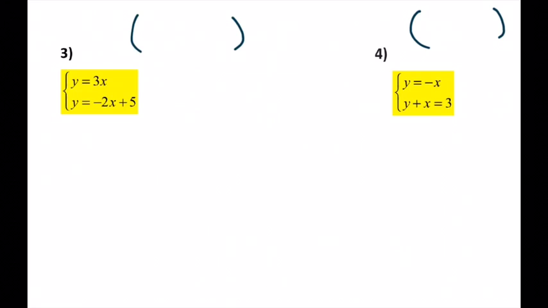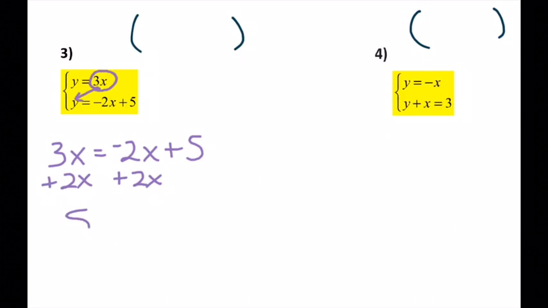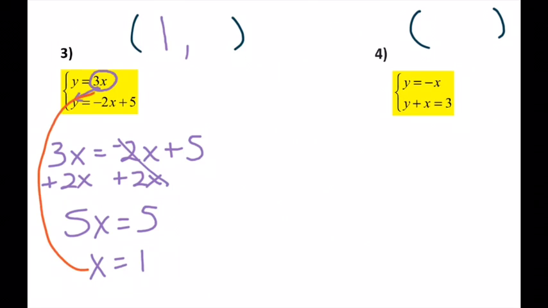Okay, what you should have done on number 3, if y is the same as 3x, you're going to take 3x and put it in place of y in the other equation. So 3x equals -2x plus 5. Now to solve for x, I have to get all my x's on the same side. So 5x is equal to 5, so x is equal to 1. So that's my x coordinate. Then to find out what y is, I'm going to put it right in there. So y is equal to 3 times 1. That's my ordered pair. 1, 3 is where those two lines would cross.